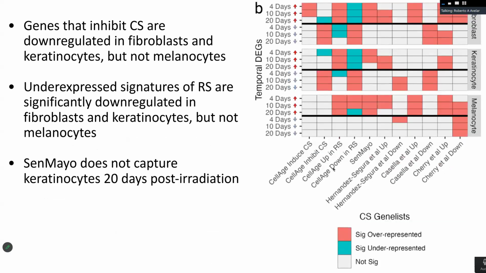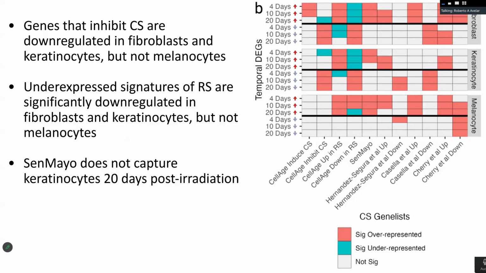And so we can also look at Mayo again and other gene lists. For example, genes that inhibit senescence are downregulated in senescence, as you would expect, because these cells are entering senescence, but only in fibroblasts and keratinocytes. We don't actually see these three little red bars in melanocytes. So that's already doing the opposite of what we would expect. We also find that Mayo doesn't capture the late time point keratinocytes. So this is a false negative in this sense.